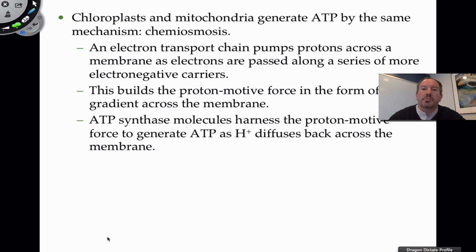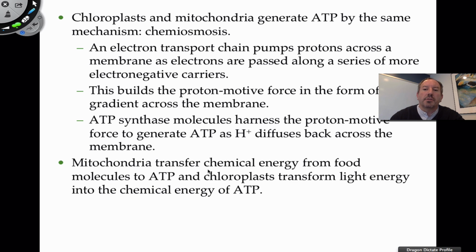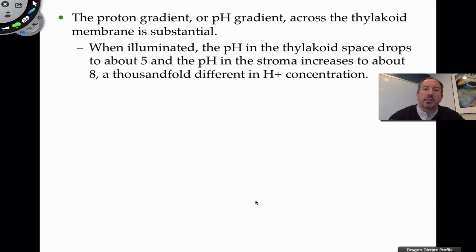And so, as I was saying, the electron transport chain pumps those protons across, and therefore, when the protons move past, come back, they produce ATP. And so the mitochondria transfers that chemical energy from food into ATP, but the chloroplast uses the light to make ATP. And then it's going to use that ATP to produce sugar. Okay, so that's a little bit different.